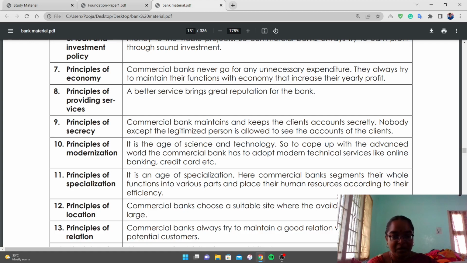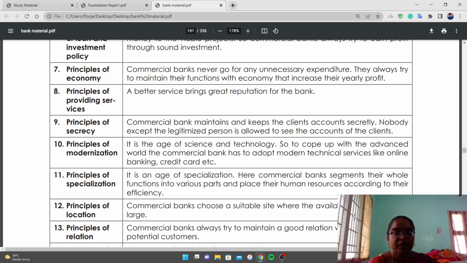And principles of modernization. Because it is a world of digital technology, each and every one copes up with digital technology. Bank is not an exception to this. The commercial banks adopt a lot of modern technologies for the benefit of the customers. Online banking, mobile banking, NEFT, RTGS, ATM machines. So these technologies are adopted by the bank for the convenience of the customers.